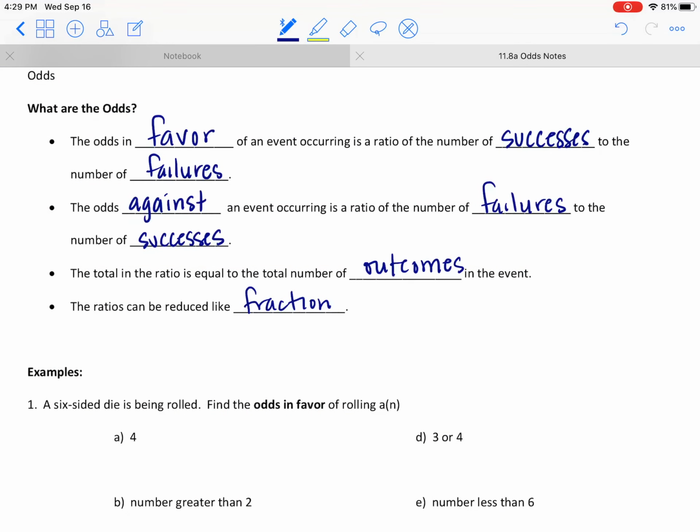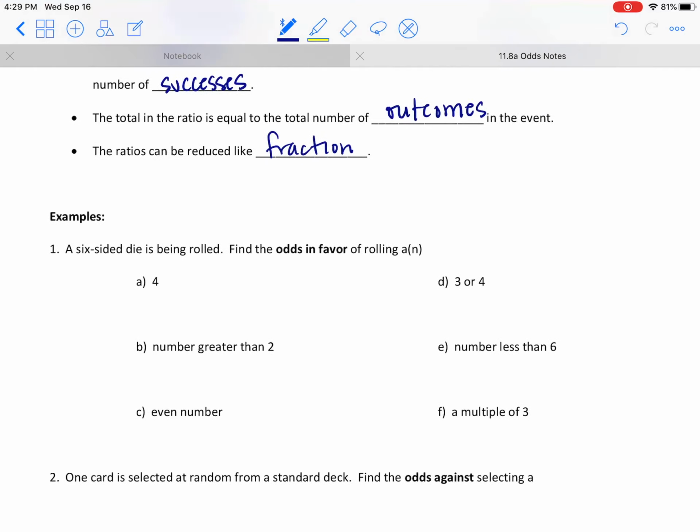Okay, so let's look at some more examples. Let's say that a 6-sided die is being rolled, and we want the odds in favor. So odds in favor means we're going to put successes first, and we're going to put failures next. What are the odds in favor of rolling a 4? So in a 6-sided die, there are 6 total options, which means every time we make a ratio here, there should be a total of 6, unless it gets reduced, but originally a total of 6. So in this case, a success would be a 4, and then a failure would be not a 4.